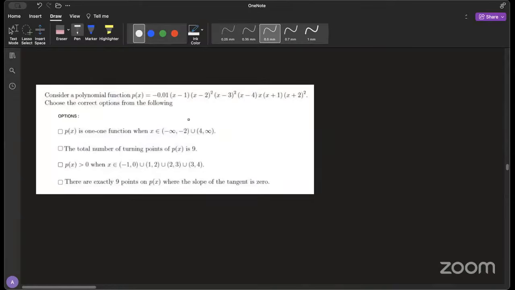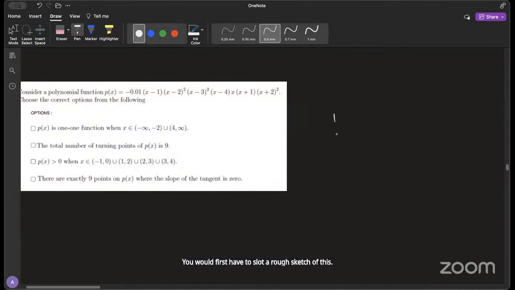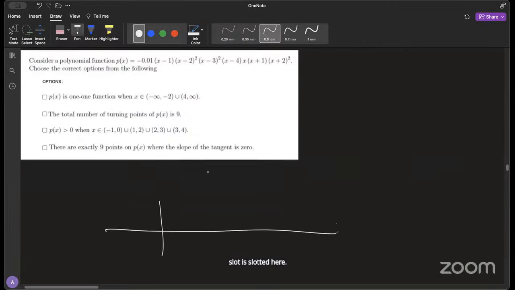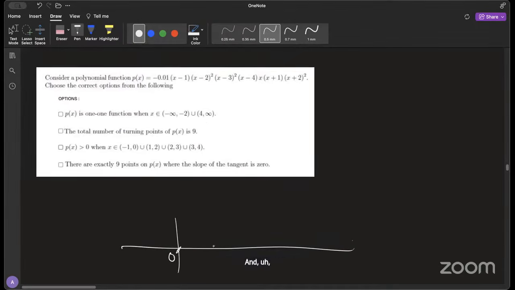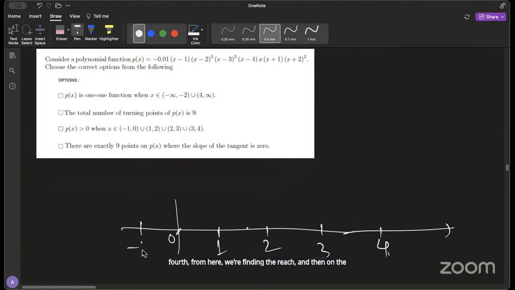So, we've been given a polynomial function, and for you to be able to answer these options, you first have to plot a rough sketch of this. So let's say this is plotted here. This is the 0 point, and so your roots are 1, 2, 3, 4. From here we're finding the roots, and then on the negative side you have -1 and -2.